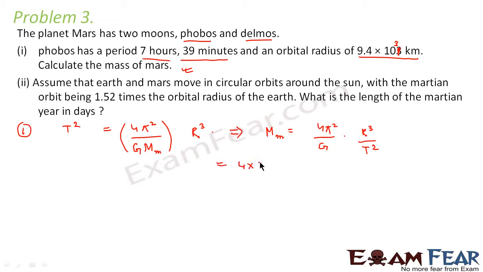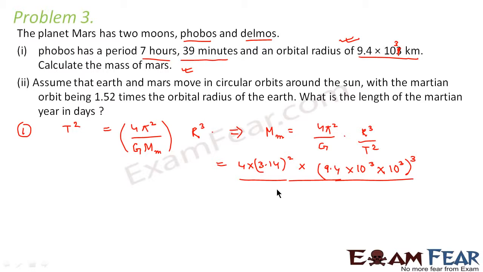So now let us put the values. 4 into 3.14 whole square into value of R, which is given as 9.4. This is the orbital radius. So 9.4 into 10 to the power 3. Now if you want to convert it into meters, you again multiply with 10 to the power 3. Divided by G, which is 6.67 into 10 to the power minus 11, and T is 7 hours 39 minutes.